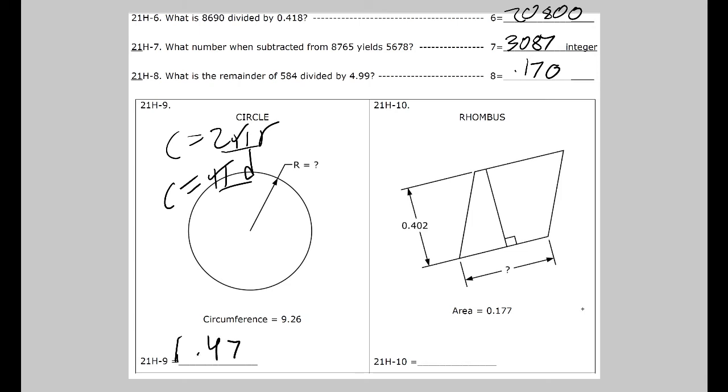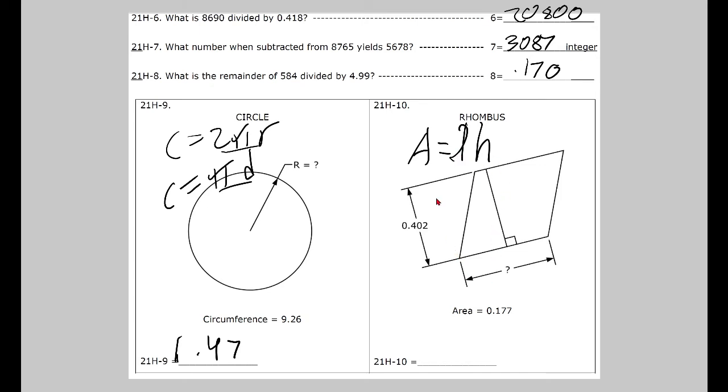Then for 10, it's a rhombus, and they give us an area of 0.177 and a height of 0.402. Now the area of a rhombus is very similar to the area of a rectangle, the area of a parallelogram. It's actually all the same equation. It's area equals length times height.